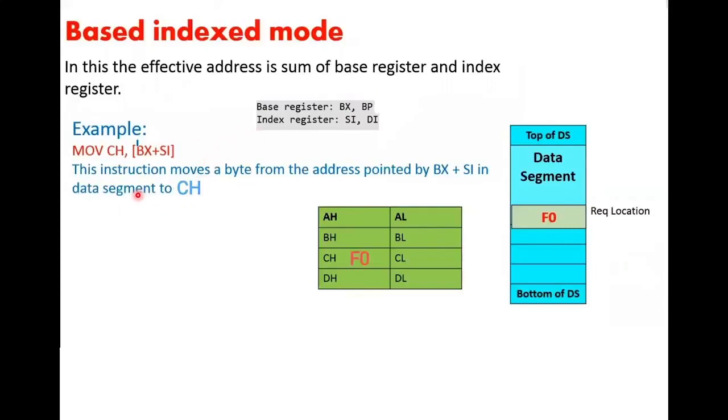Now we see the 8-bit value which is there in this required location, that 8-bit value we transfer to this CH, whichever is there in this required location. You already know how to calculate the physical address and how to reach this memory location by using this offset value. I hope you understand this based index addressing mode.